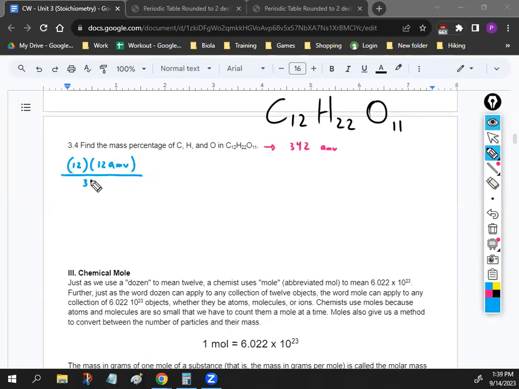You divide it by the 342 AMU, and then you multiply that by 100%, and that should give you about 42.1% carbon. Okay. Everybody got something similar? If you're not sure which ions you did... What do you mean? Which ion? Like say I'm using indium, which has 114.82. Would I round, or keep the 114.82?